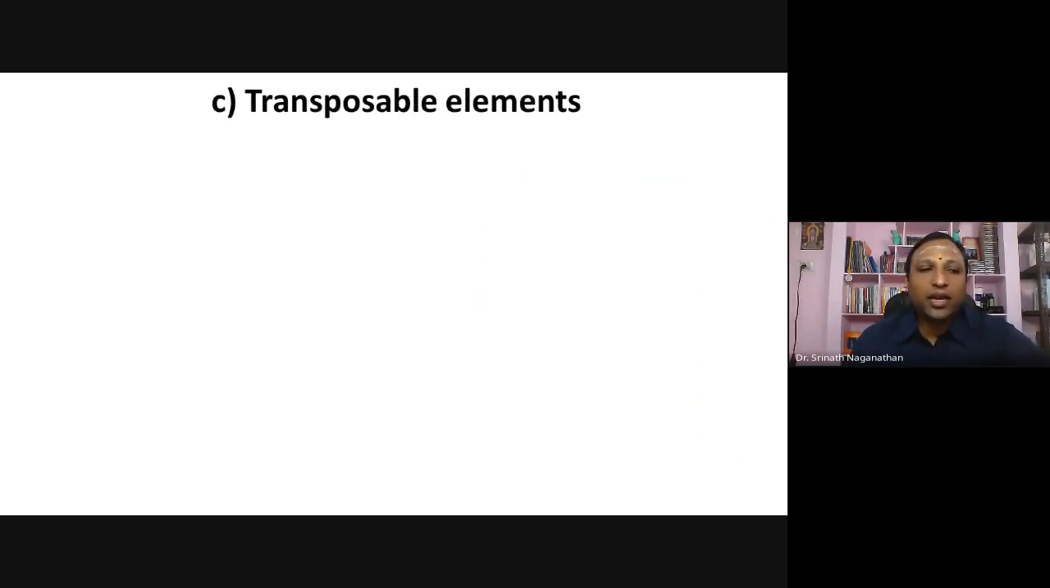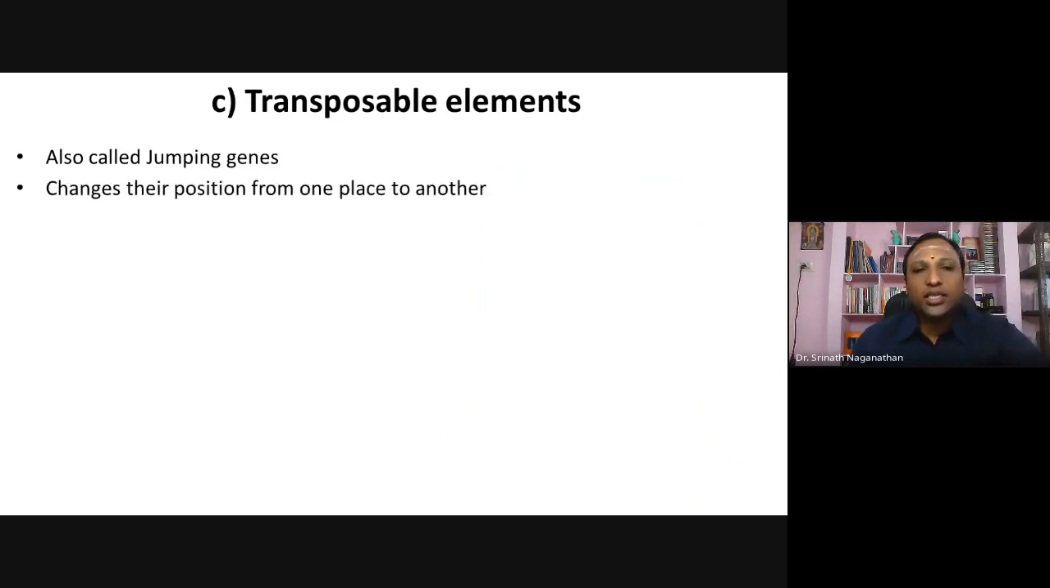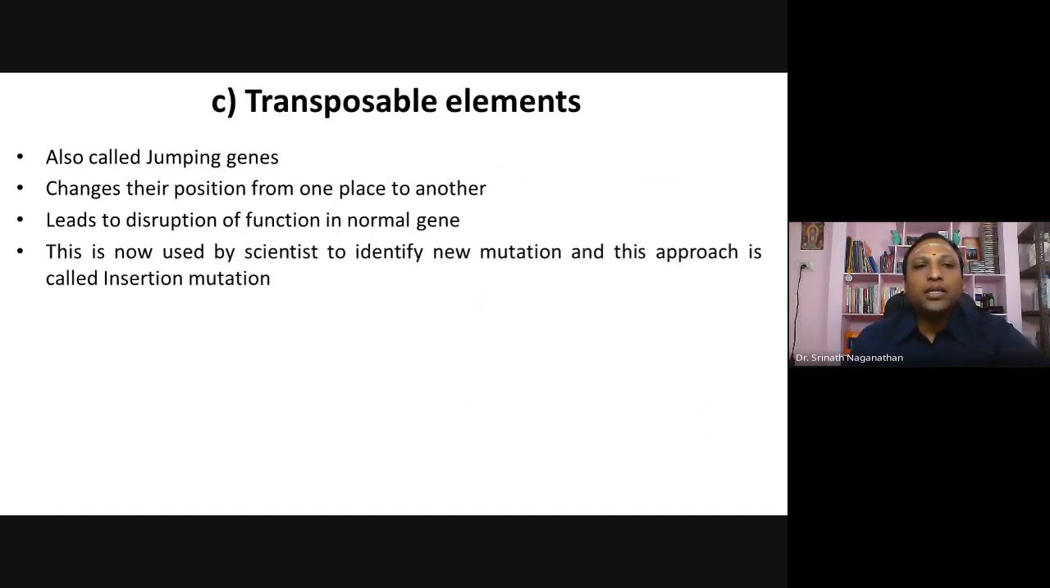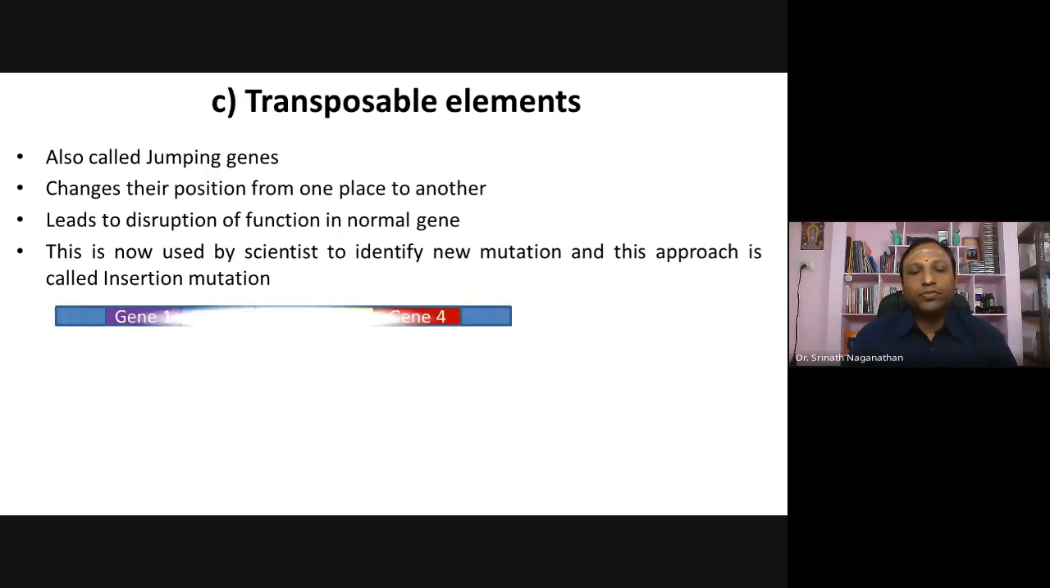Transposable elements are also called jumping genes. They change their position from one place to another, which leads to disruption of function in a normal gene. This is now used by many scientists to identify new mutations, and this approach is called insertion mutation. You can see here gene 1, 2, 3, and 4.